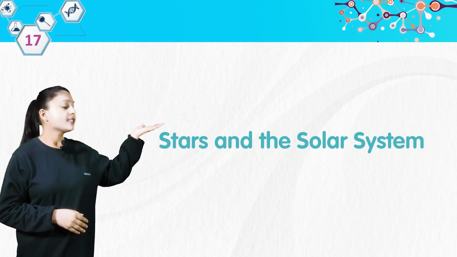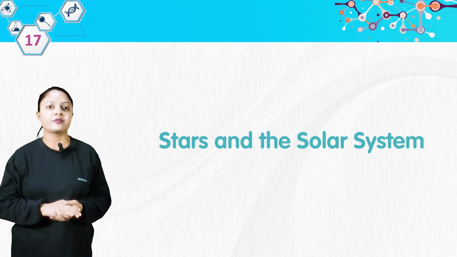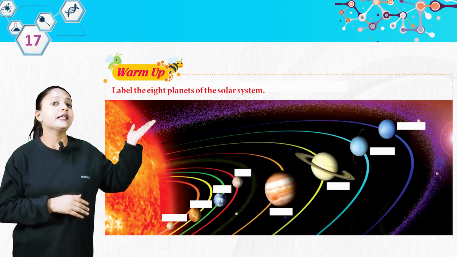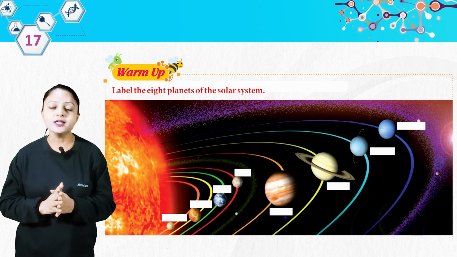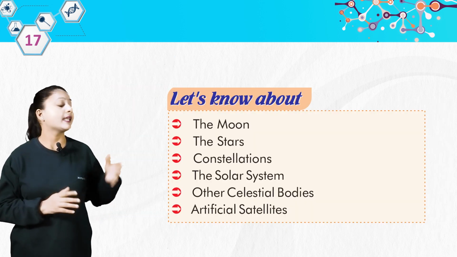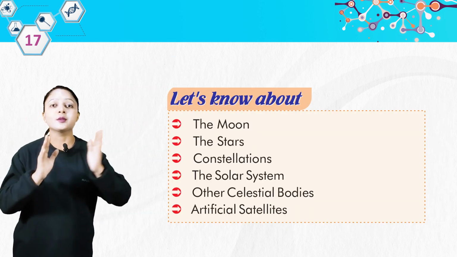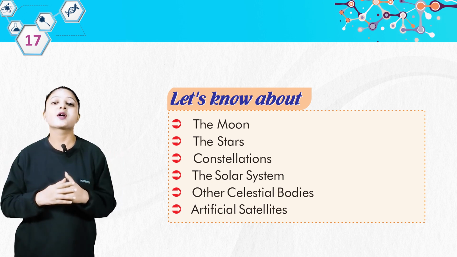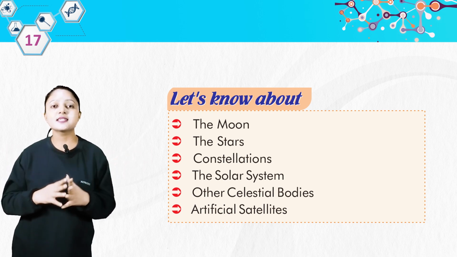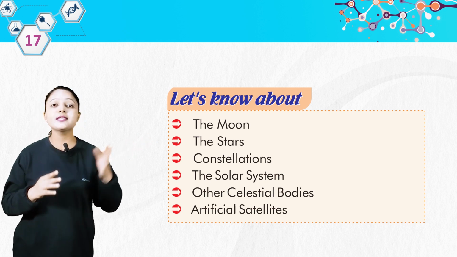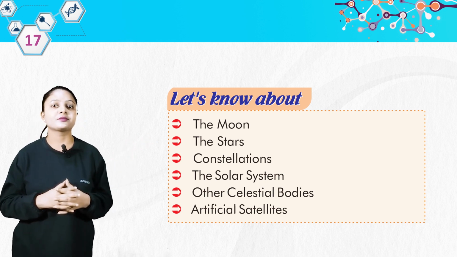Hello students. So today we are going to start chapter 17, Stars and the Solar System. Let's warm up. Label the 8 planets of the solar system. Let's know about the moon, the stars, constellations, the solar system, other celestial bodies, artificial satellites.